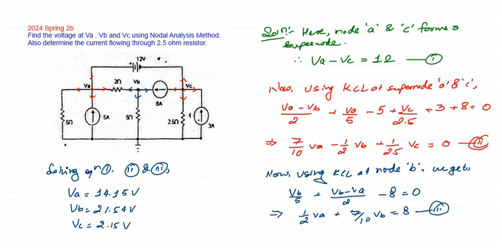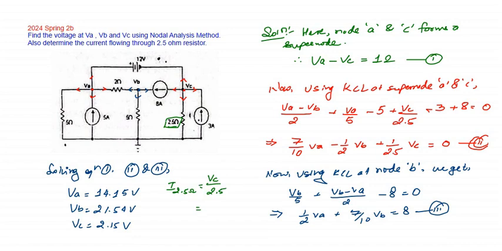I think there is one thing remaining in the question. We found VA, VB and VC, and it also says to determine the current flowing through the 2.5 ohm resistor. The 2.5 ohm resistor is shown here in the figure, and the current through the 2.5 ohm, let it be denoted by I 2.5 ohm, is given by VC divided by 2.5.